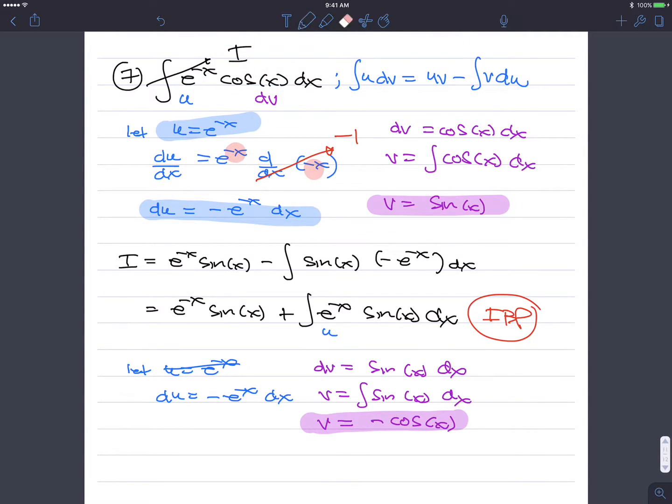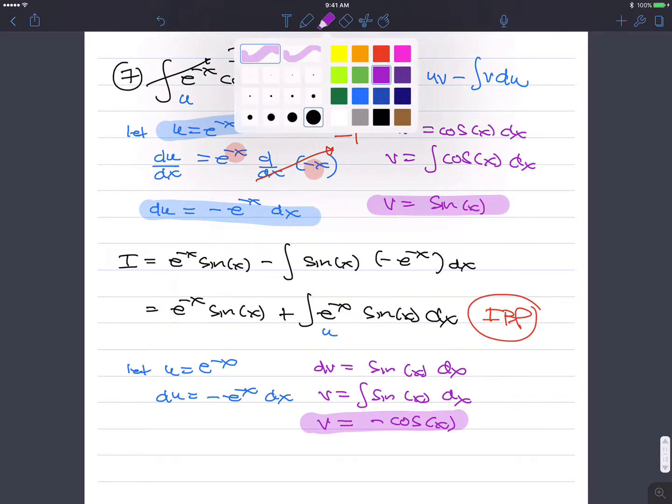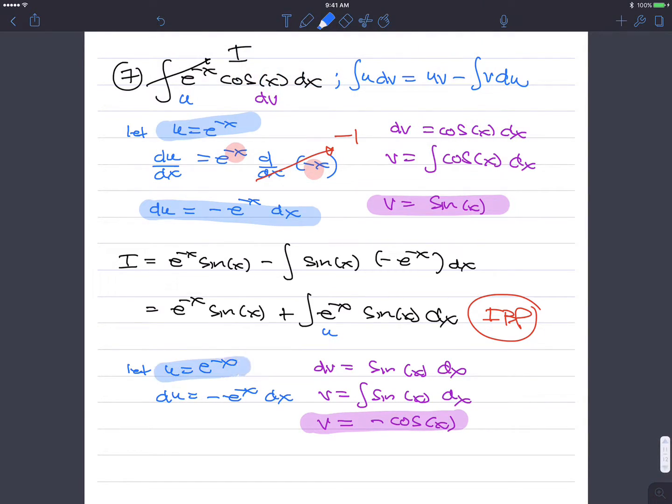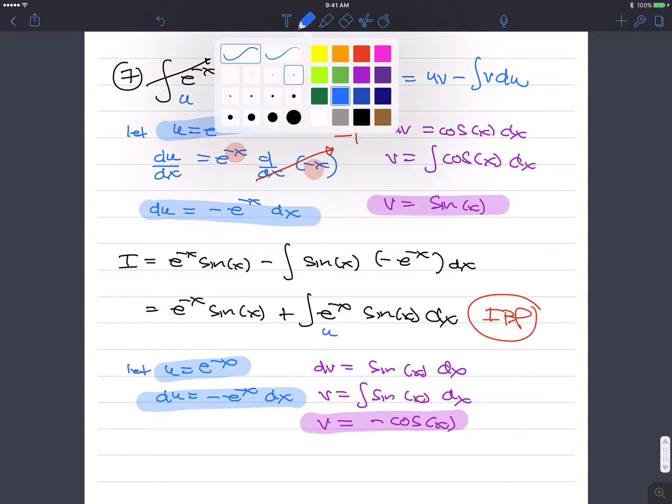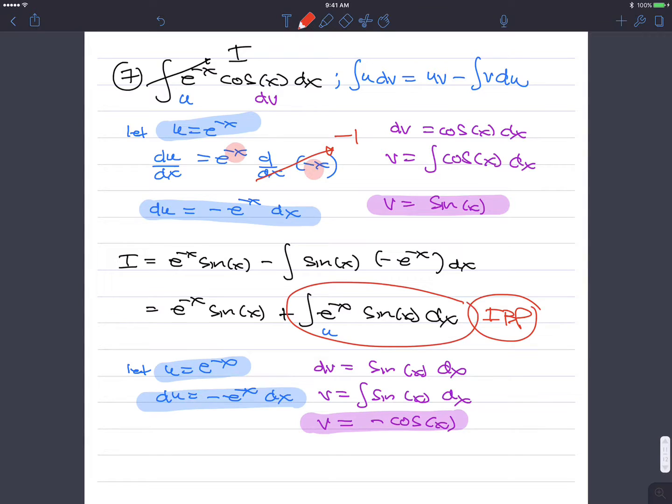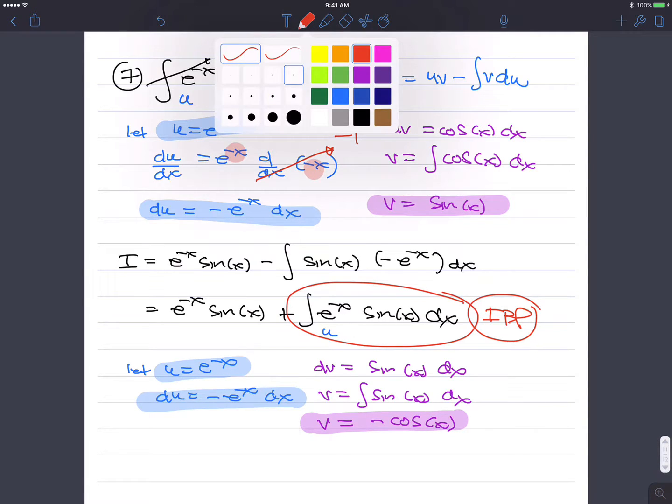Let's actually consider this. V, u, oops, u in my du. All of this for IBP for this integral here. So let's write this down. That's e to the minus x sine x. So let's write it down on the next page.